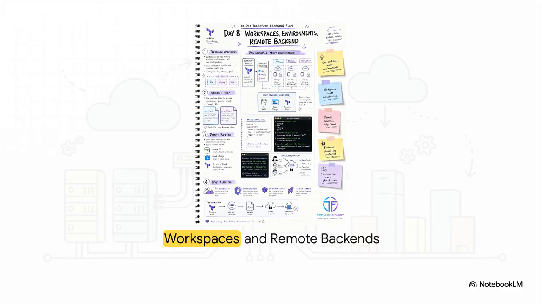And when you add entire teams into the mix, you scale by using workspaces and remote backends. By moving that critical state file off your laptop and into a shared, secure remote backend, like an AWS S3 bucket, entire engineering teams can safely collaborate. Combined with workspaces, you can manage development, staging, and production, all from one isolated, conflict-free codebase.